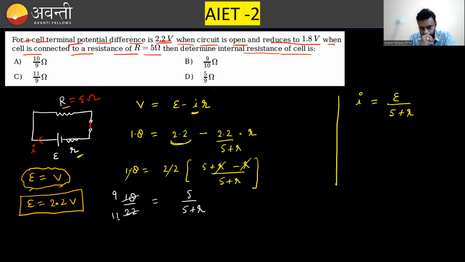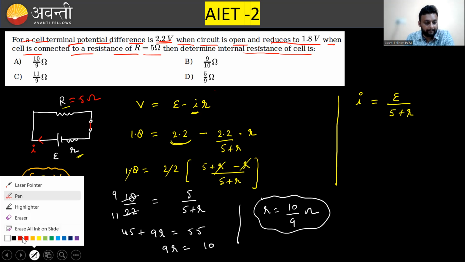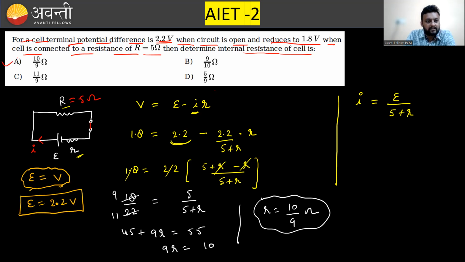9 by 11. Cross multiply. 45 plus 9r equals 55. So you can see that 9r will be 10. So r will be 10 by 9 ohm. r will be 10 by 9 ohm, which is our correct option. Tell me the correct option number. Yes, this is correct option number A. Is it clear? Yes, sir. It is clear.